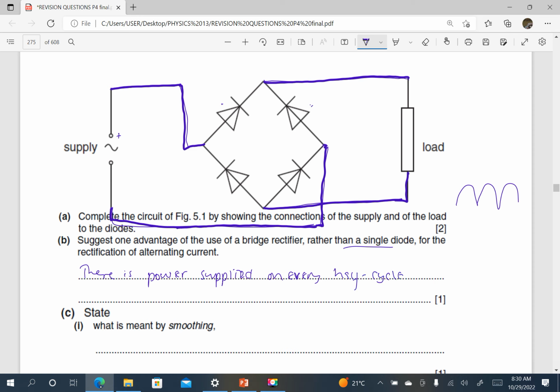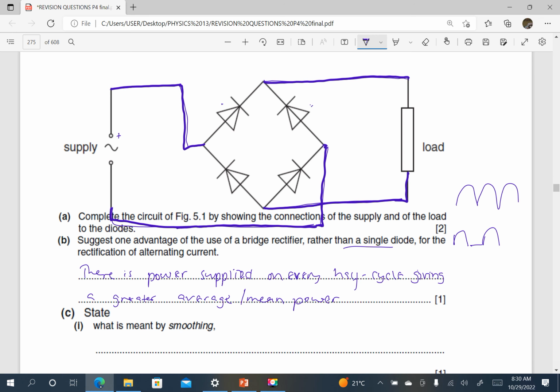There is power supplied on every half cycle, giving a greater average or mean power. As long as there is power in every half cycle, then the average power is going to be higher. But if you remember half-wave rectification, for the first half there is power, there is a voltage, the second half there is no voltage. It meant that the average power was reduced.